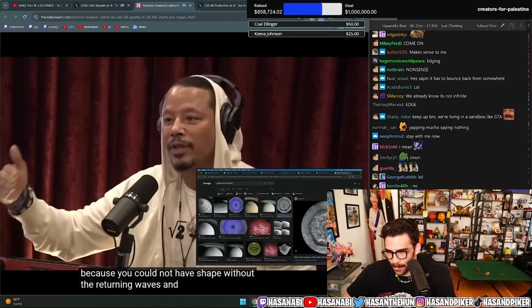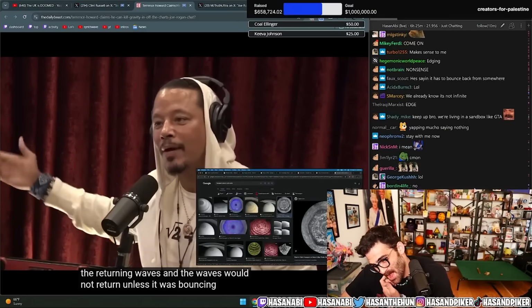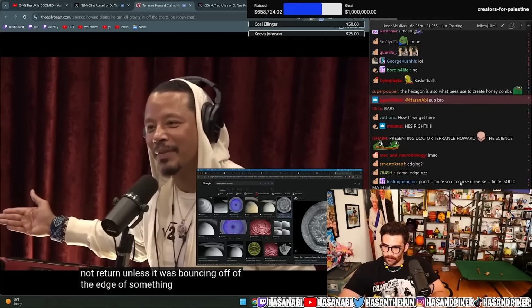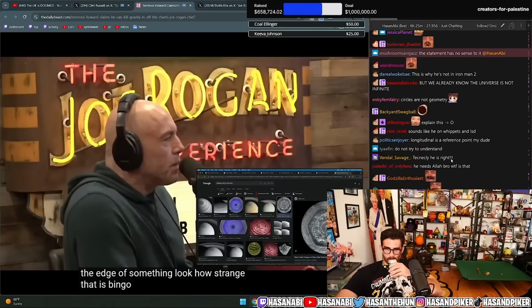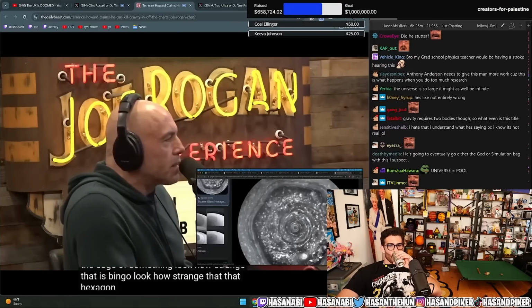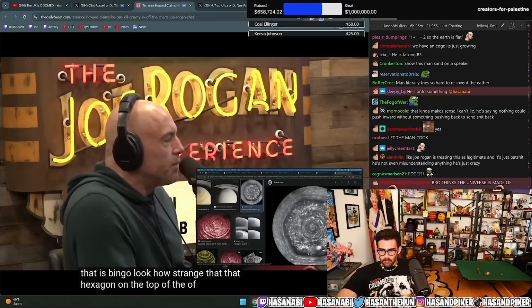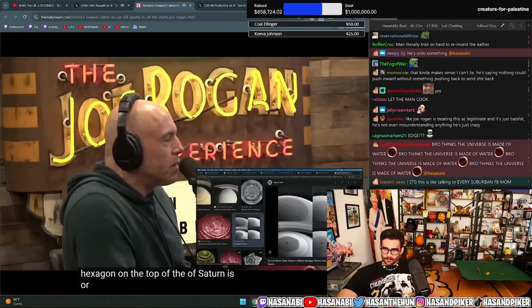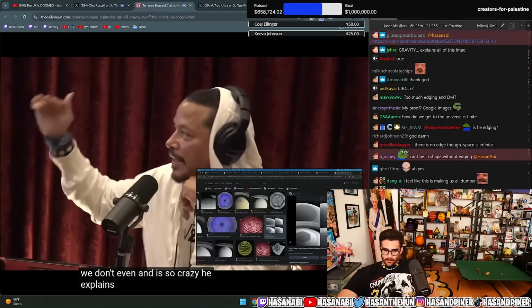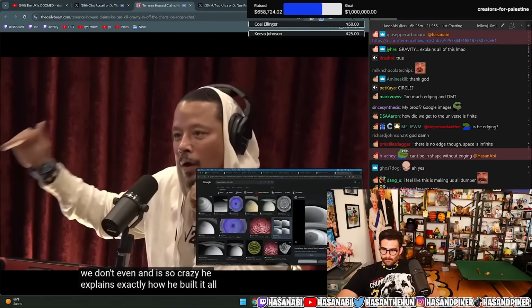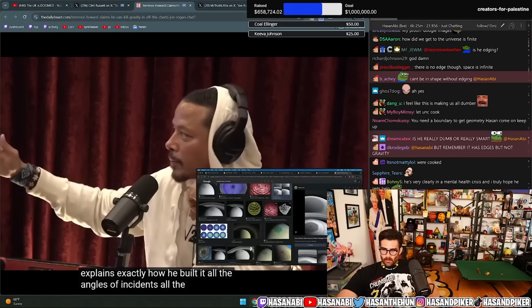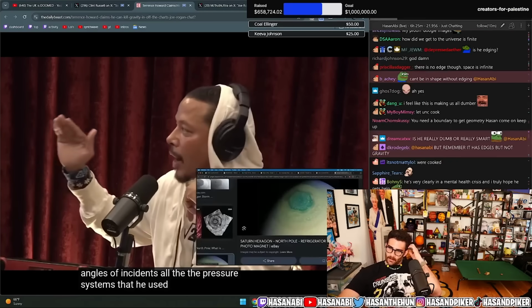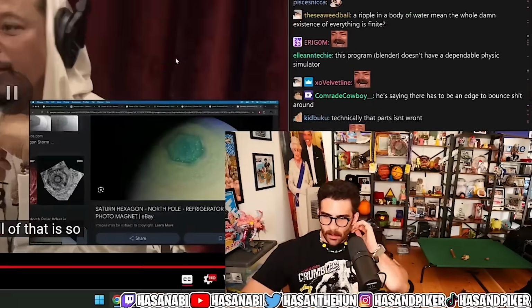Without the returning waves, and the waves would not return unless it was bouncing off of the edge of something. Look how strange that is. Bingo. Look how strange that hexagon on the top of Saturn is. That's Saturn, right? Yep. He explains exactly how he built it, all the angles of incidence, all the pressure systems that he used, all of that so it can be repeated.